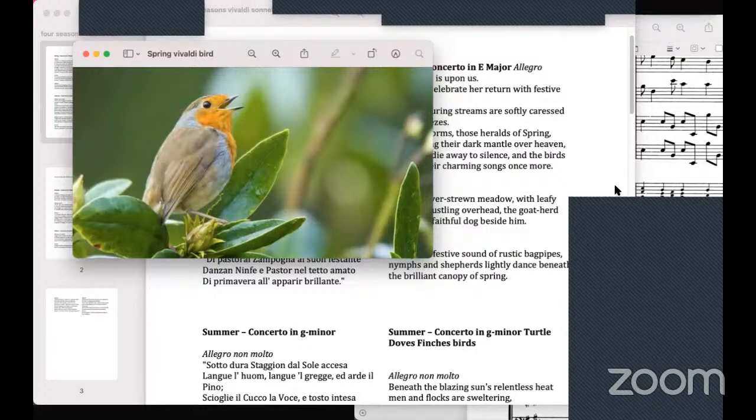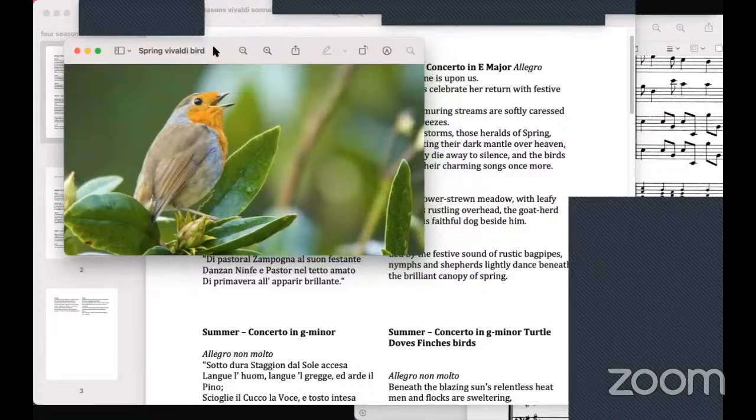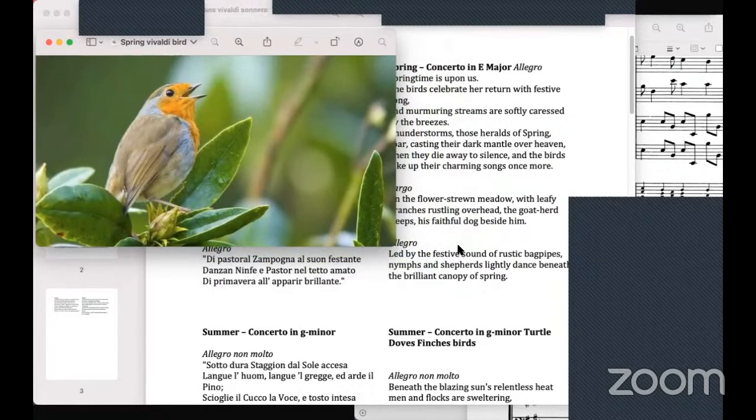Anyhow, pigeon. Is the turtle dove called pigeon? But this here is the bird of the spring. When you hear that.